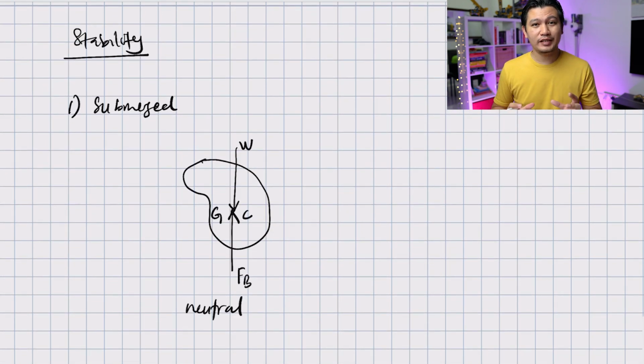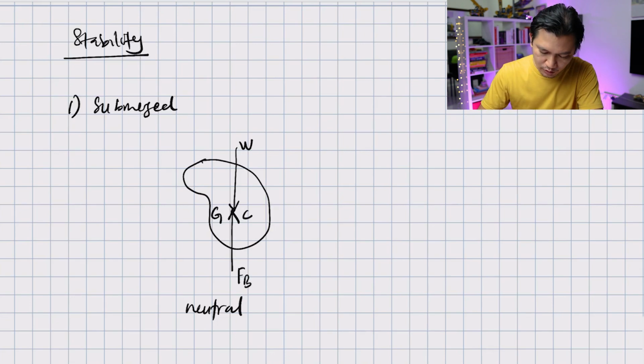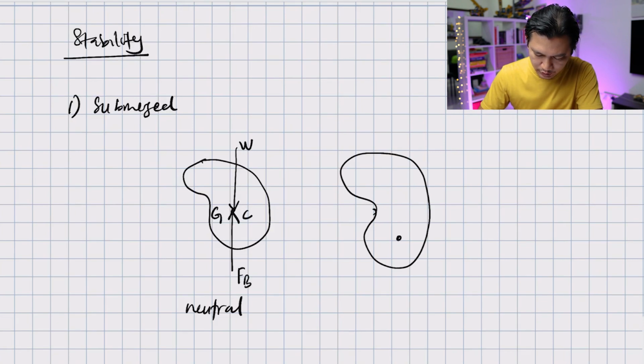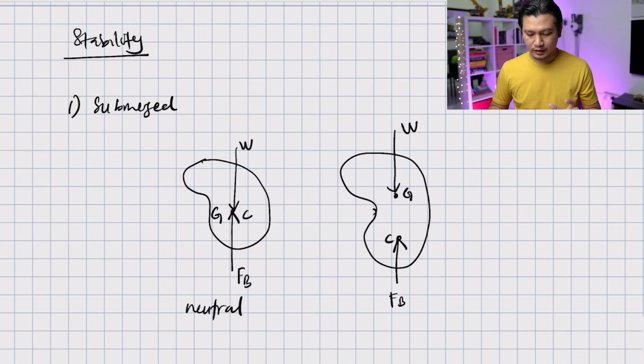But it is not necessary that G and C are at the same place. It could also look something like this. Let's say that C is at the bottom and G is on top. So this is your weight and this is your buoyant force. This is your center of buoyancy and this is the center of gravity. In this position, it looks stable, correct? But what happens if there is a slight rotation?